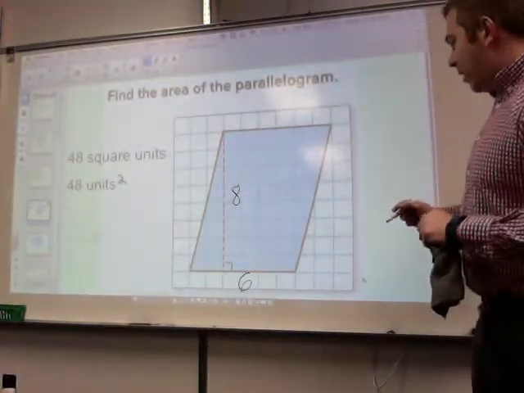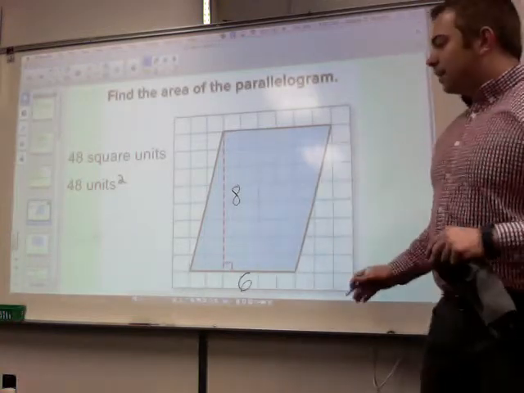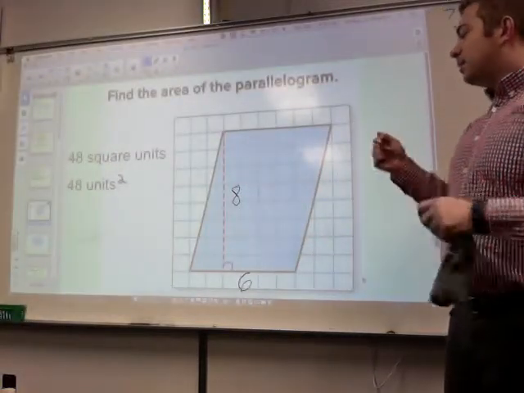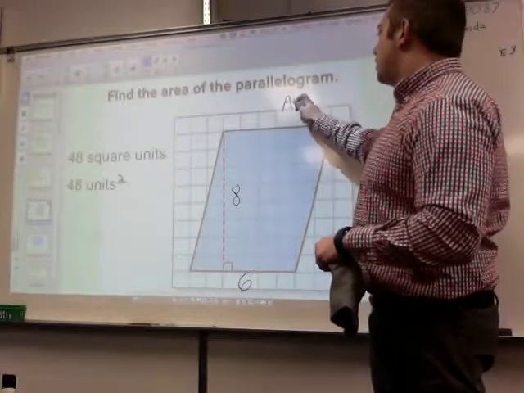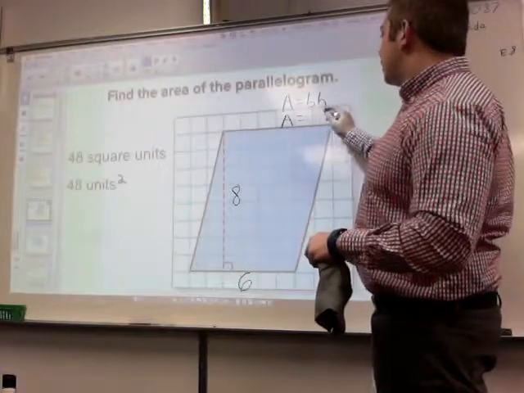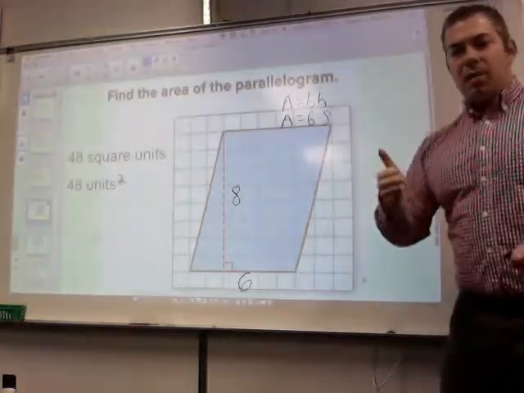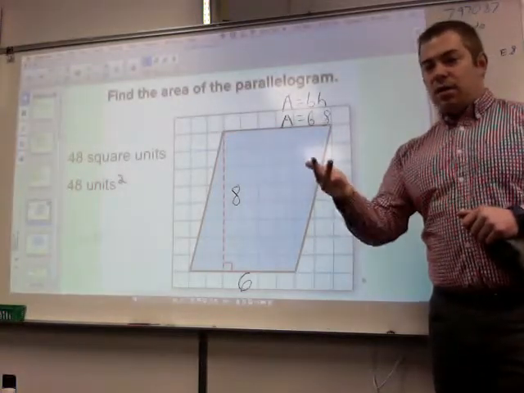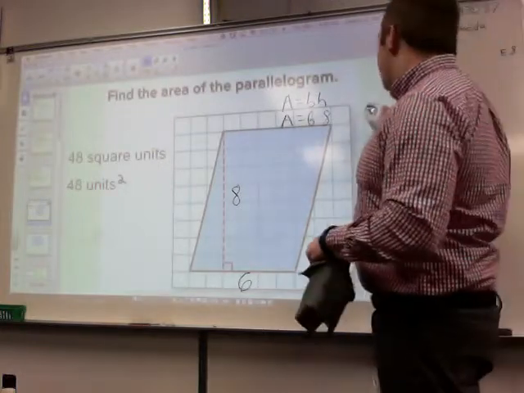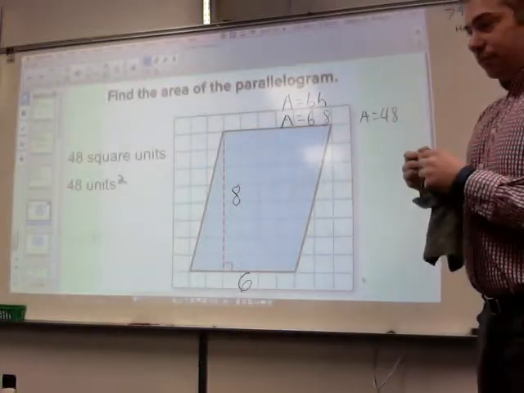Notice how I didn't start counting this way because it's not a perfect line. We need to use the line on the inside that they give us. So my area is, well, let's put that formula back in there. Area equals B times H. So that would be area equals our base, 6, times our height, 8. Here we go. 8, 16, 24. 24 times 2, because that'd be 3 more, is 48. So my area equals 48 units squared, which I already have written over there.